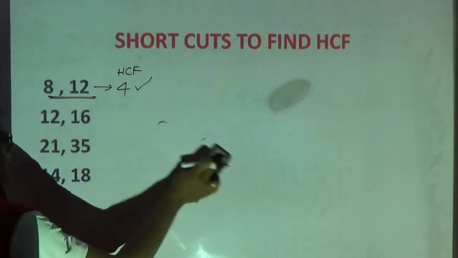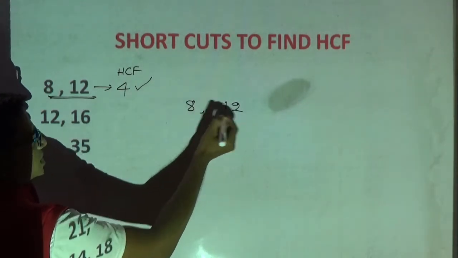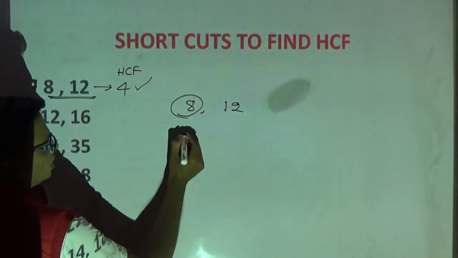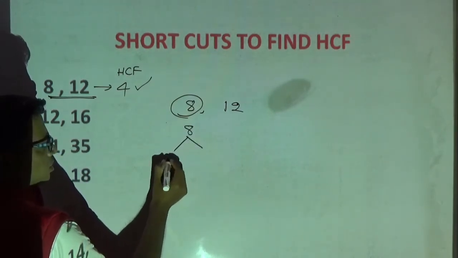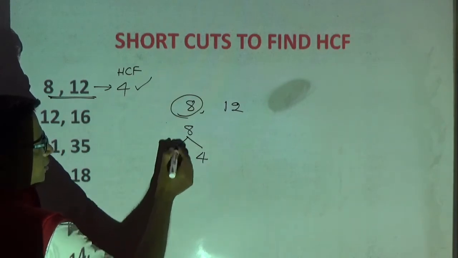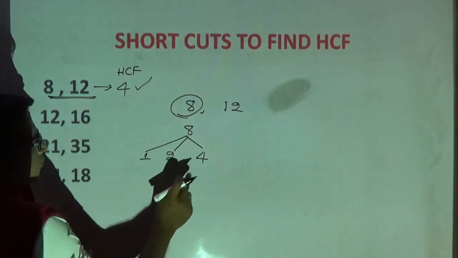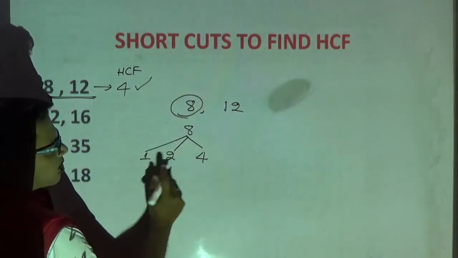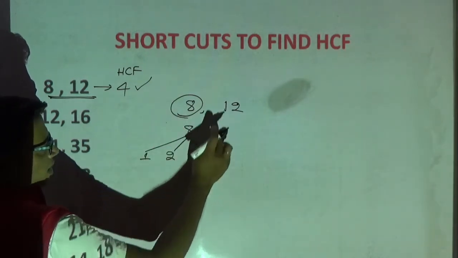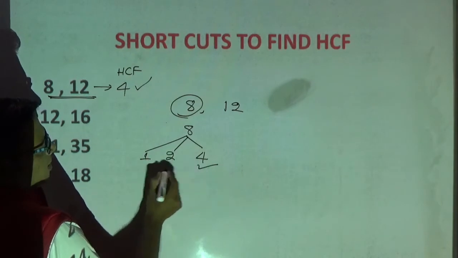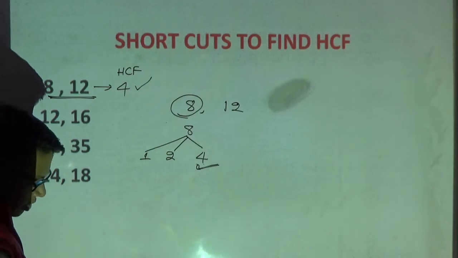This is one method. I am going to give you another method also. Among 8 and 12, which is the smallest number? 8. Now, you have to tell the factors of 8: 1, 2 and 4. Which is the highest here? 4 is the highest. 8 is divisible by 4. Yes. 12 is divisible by 4. Yes. Therefore, the highest common factor is 4. Therefore, HCF is 4. Hope you understood.